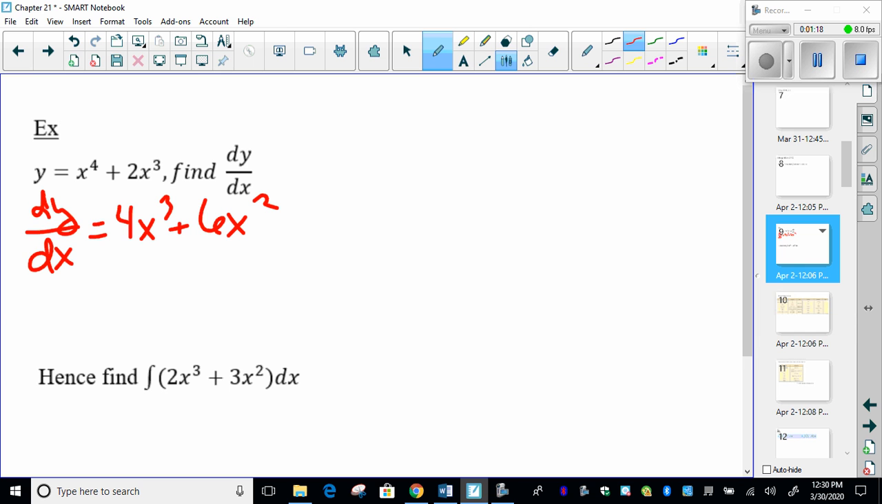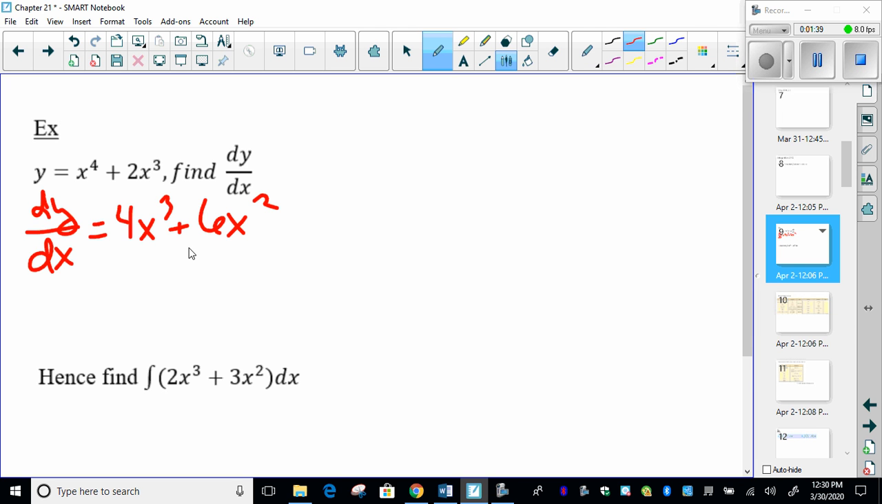So now, hence, we're going to integrate 2x cubed plus 3x squared with respect to x. So keeping that in mind, I did this above so you can kind of work backwards and see what we did above that helped us take the derivative. So now that I have the derivative, how do I find my quote-unquote original function?